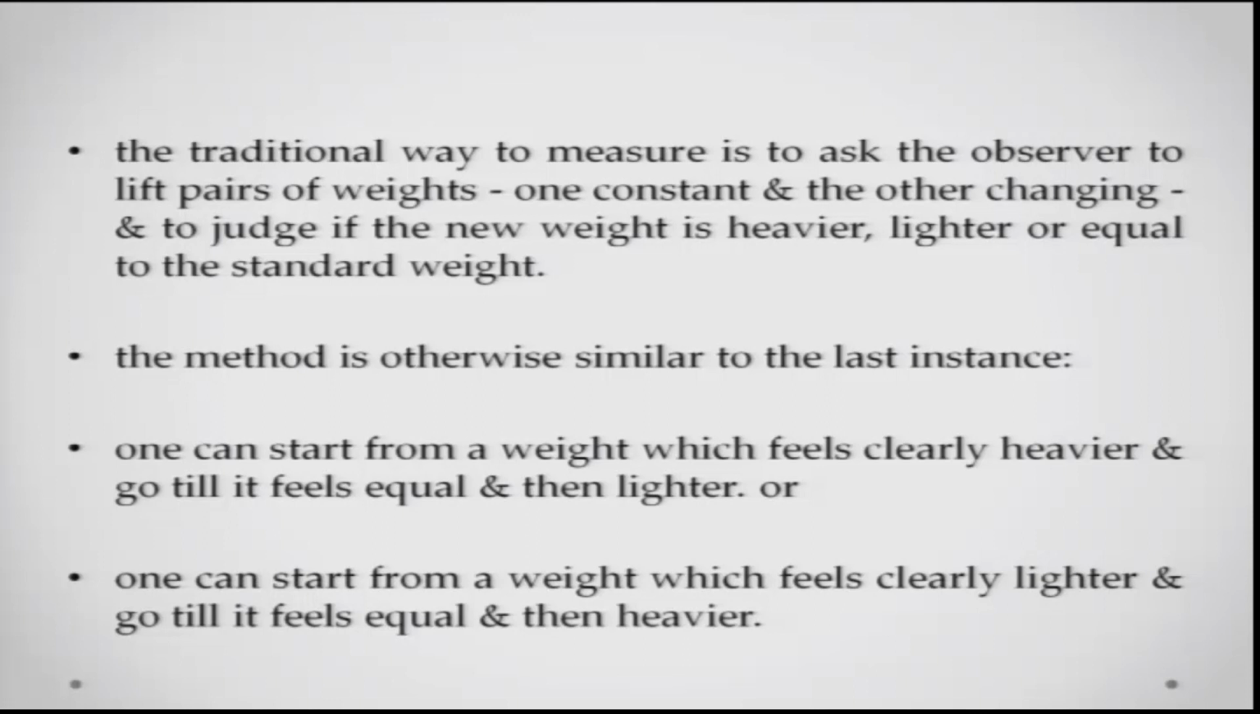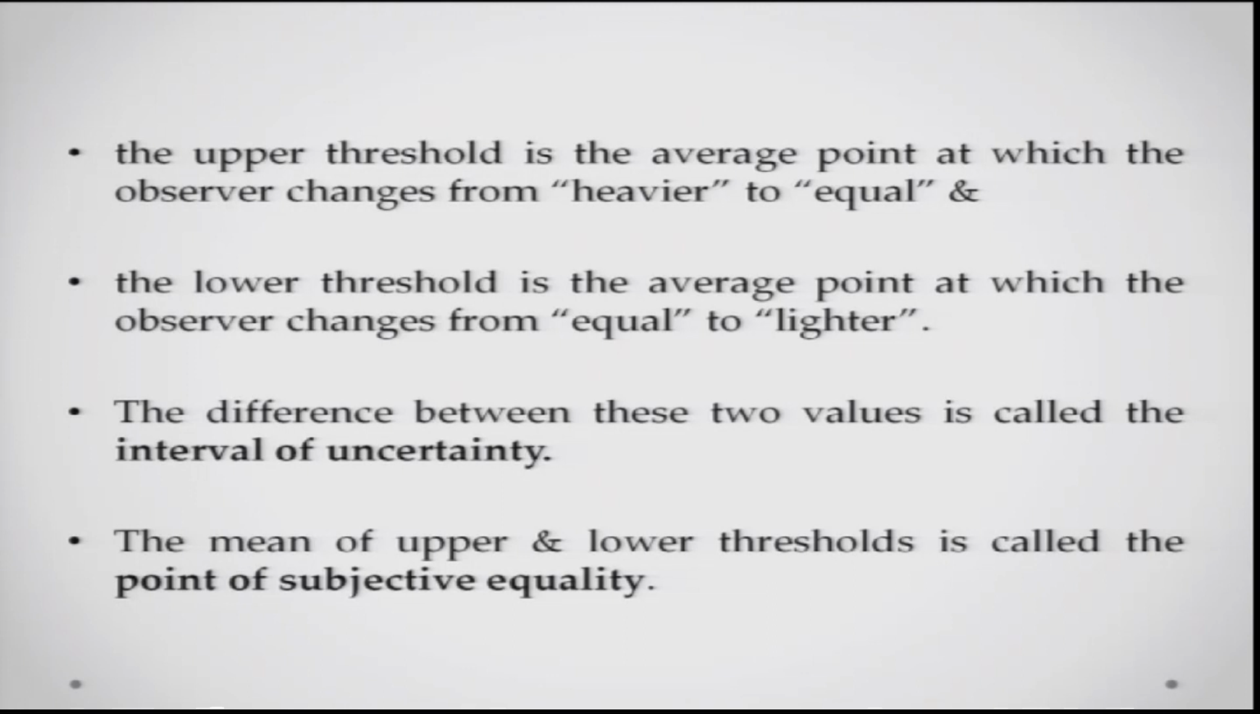Now, one can start from a weight which feels clearly heavier, where the weights of the two things are very different, and go until it starts feeling equal and then lighter, or one can start from a weight which is much lighter and then starts feeling equal or heavier in the next step. The upper threshold is the average point at which the observer says it was equal and then heavier. The lower threshold is when the observer says it is equal and then in the next step lighter.